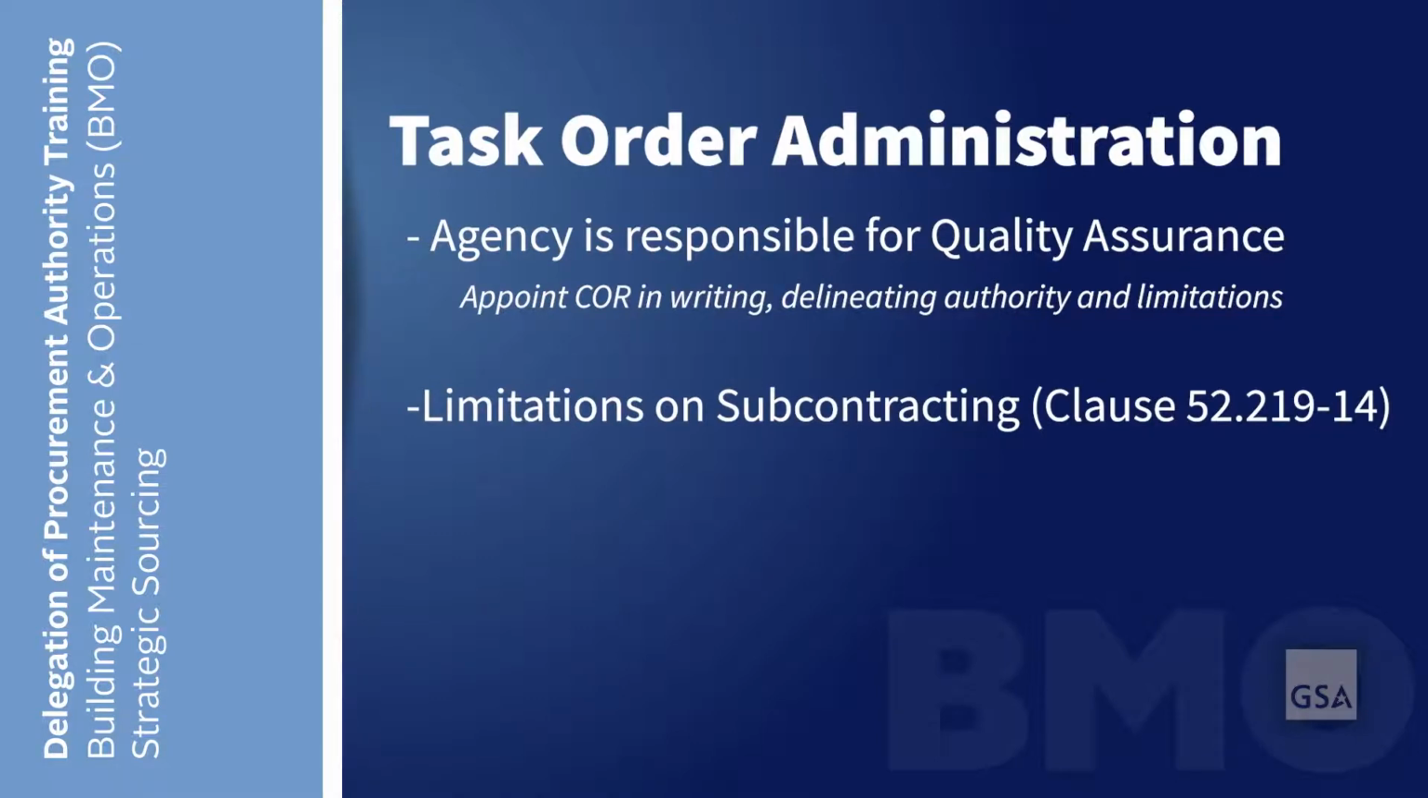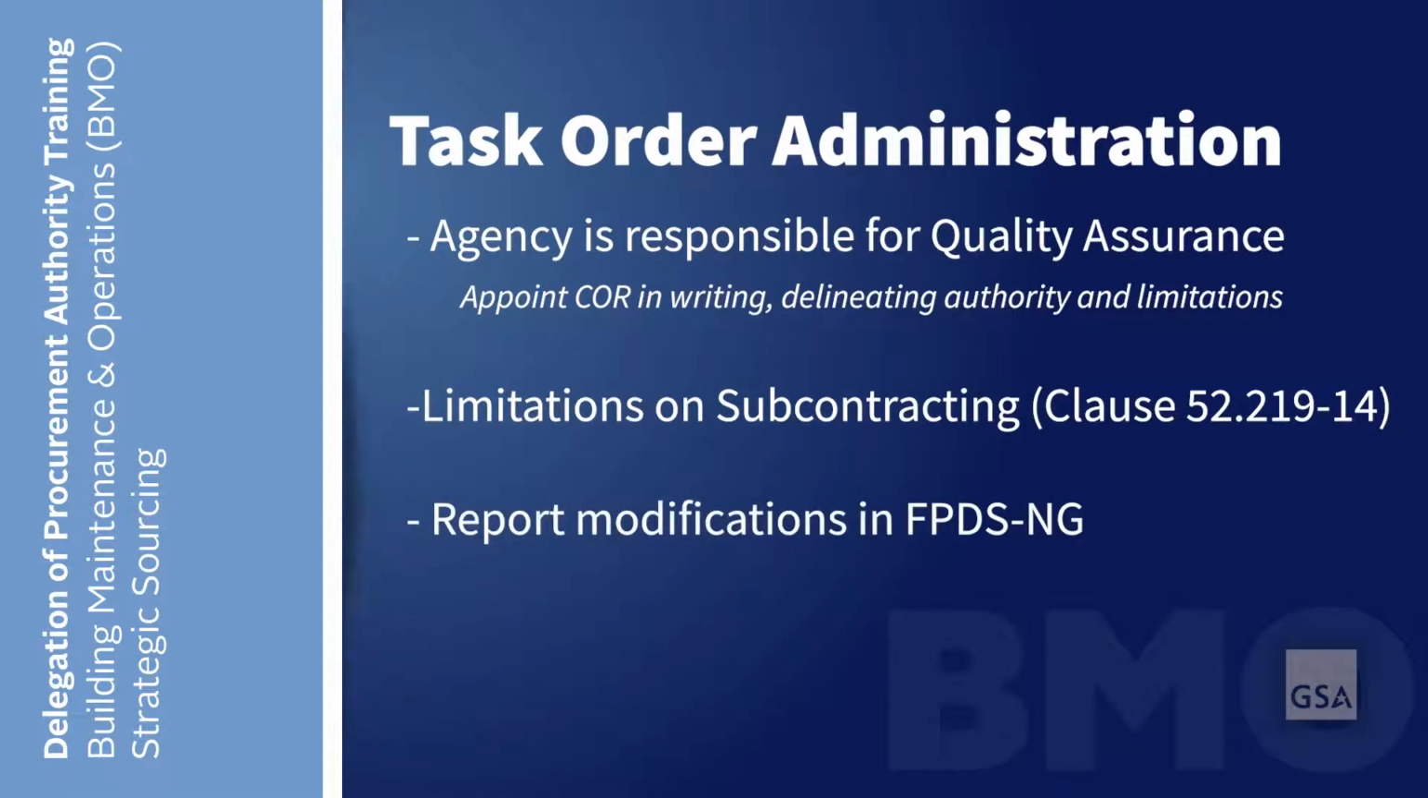Limitations on subcontracting, Clause 52.219-14, is included at the parent contract level and states that at least 50% of the cost of contract performance incurred for personnel shall be expended for employees of the small business concern.